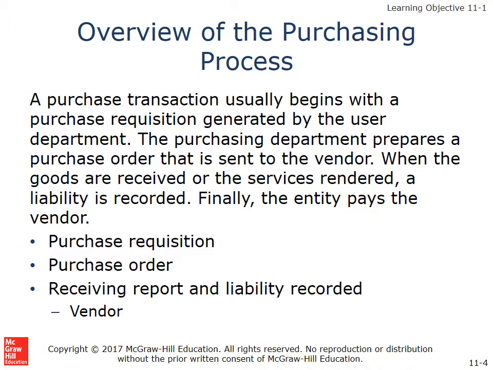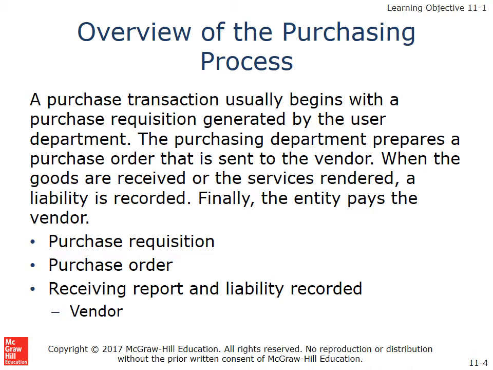So a purchase transaction usually begins with somebody needing something, and it's usually a manager or supervisor who generates a purchase requisition. We would like to buy something, and they fill out a purchase requisition form. Then the purchasing department itself, which is usually another department within the company, receives that purchase requisition and prepares a purchase order requesting, and they may even negotiate with the vendor over the phone on price, quantity, delivery, etc. But the details of the actual purchase are put on the purchase order.